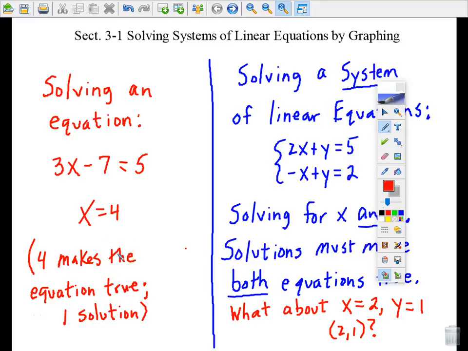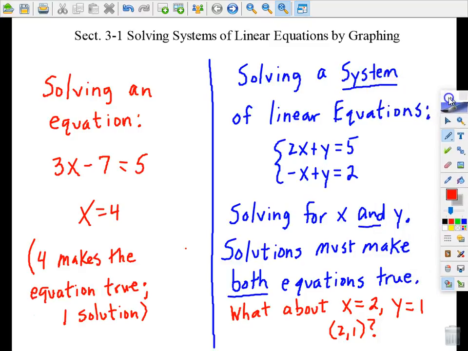We begin a new chapter today, and this whole chapter deals with solving systems of linear equations. There's really three different methods that we're going to discuss throughout this chapter for solving these systems. I think you've been exposed to these methods in Algebra 1, but this is going to be a good review for you. Today, the focus on solving systems will be on the graphing method.